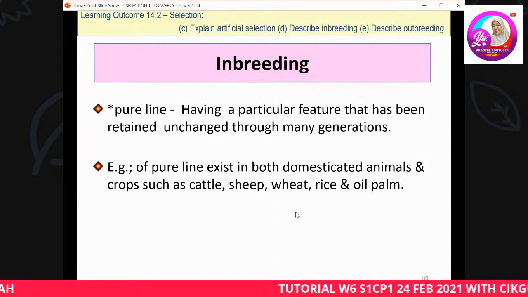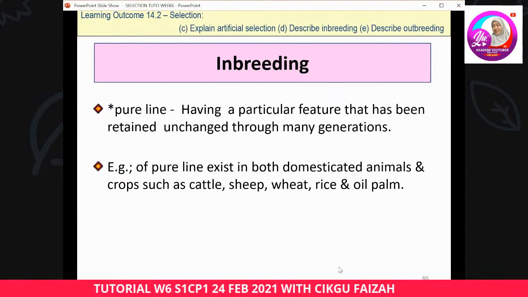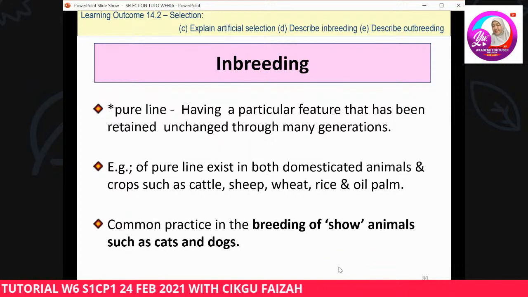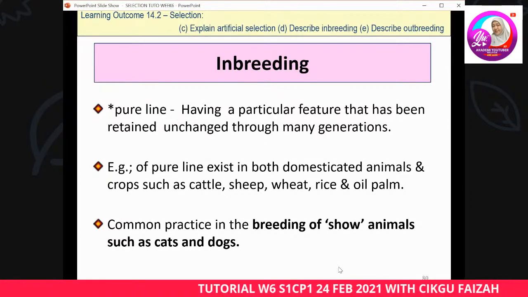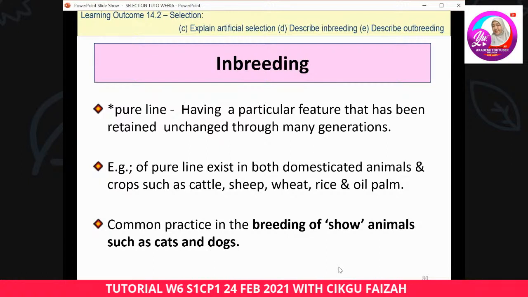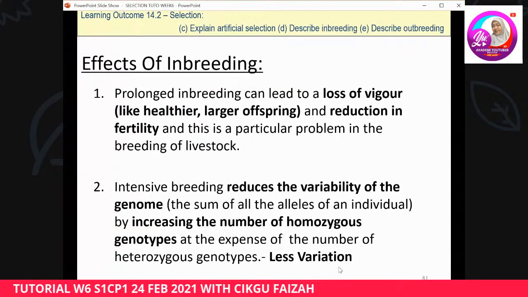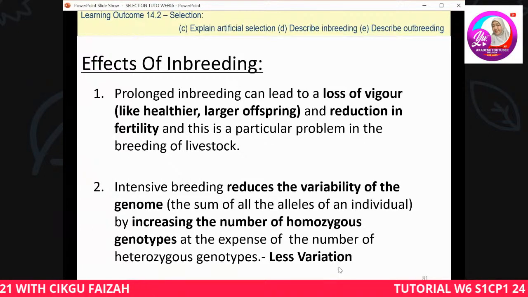our rice, and also our oil palm. Oil palm, you still remember Tenera? Tenera and Pisifera will give a hybrid, right? That is an example of inbreeding. But one more thing, the disadvantage of inbreeding, there will be a question on it later. So what are the disadvantages of inbreeding?